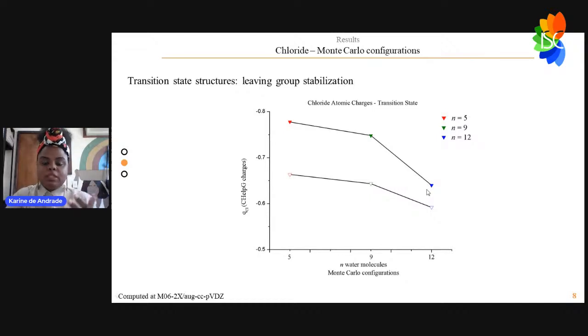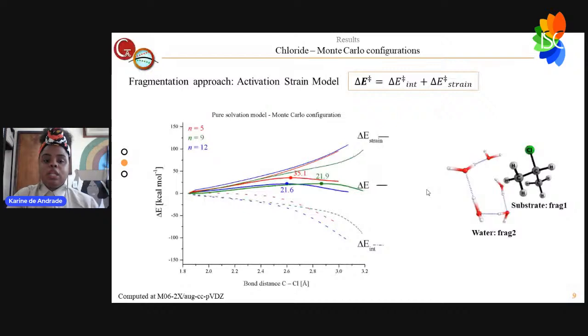And now, to confirm this hypothesis about leaving group stabilization, we explore the reaction mechanism by means of the activation strain model. This is a fragmentation approach to understand the reaction profile. As Professor Trevor Hamlin talked about yesterday, the electronic energy along all the intrinsic reaction coordinates is decomposed into two contributions. The first one is the interaction energy, which is the stabilization energy from the interaction between the fragments, and the second is the strain energy, calculated due to the deformation of the fragments along our reaction coordinate.